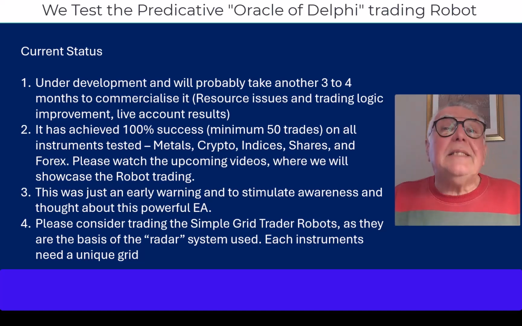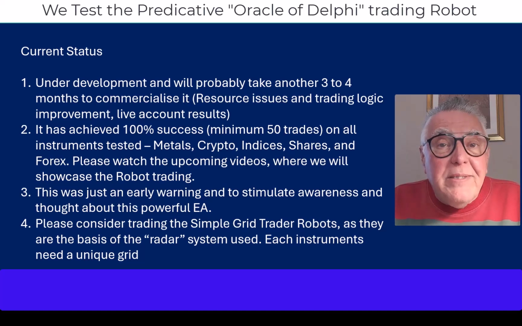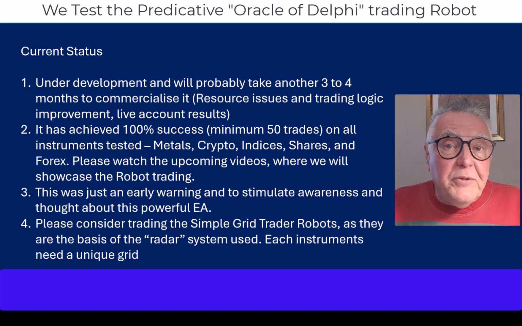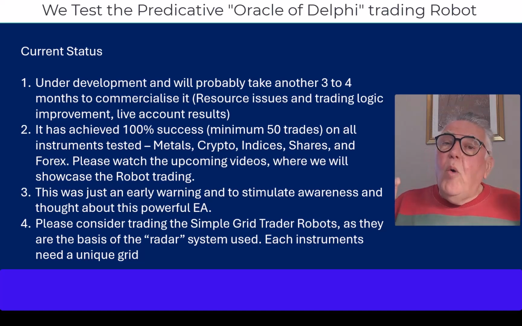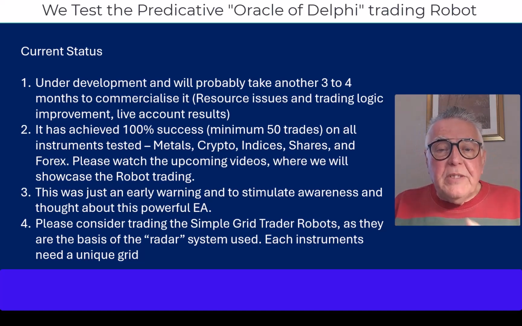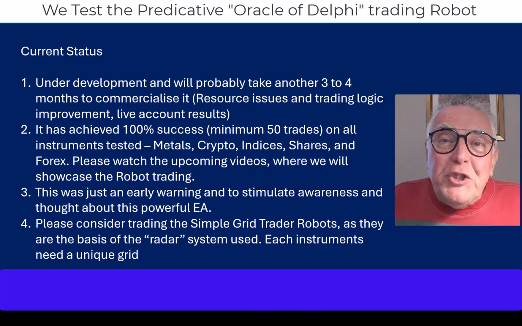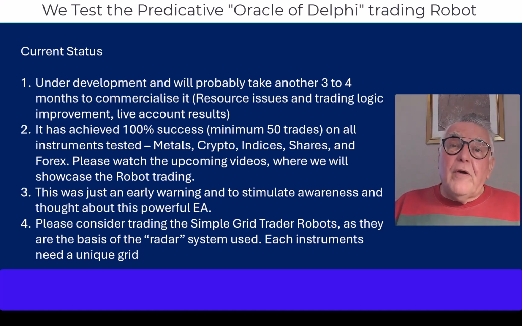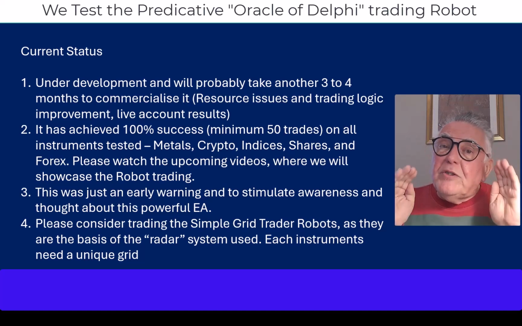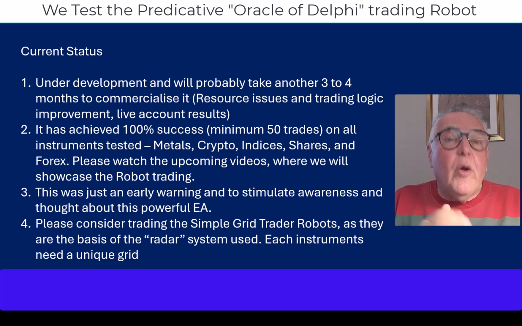But the good thing is it has achieved 100% success, and we always use a minimum of 50 trades to prove that on all instruments tested. So metals, we've got silver, gold, crypto, all the crypto instruments, indices, the main 10 indices in the world, shares, the main 10 shares in the world, and then Forex, we're testing Forex on an ongoing basis. But so far, 100% record on all of them.